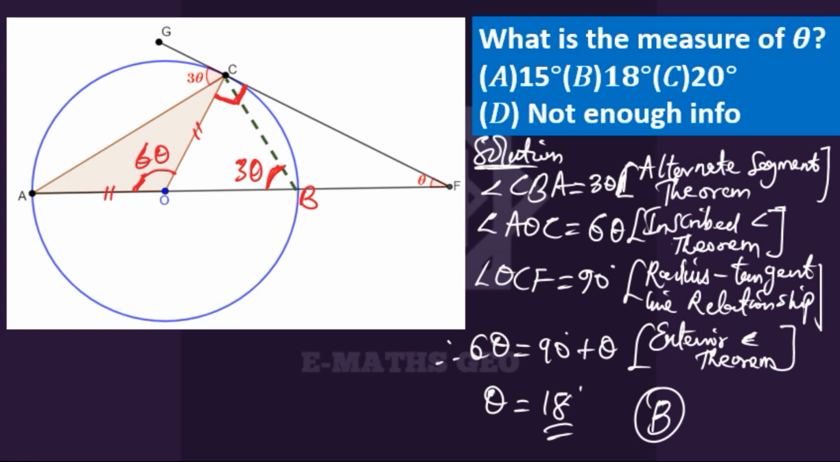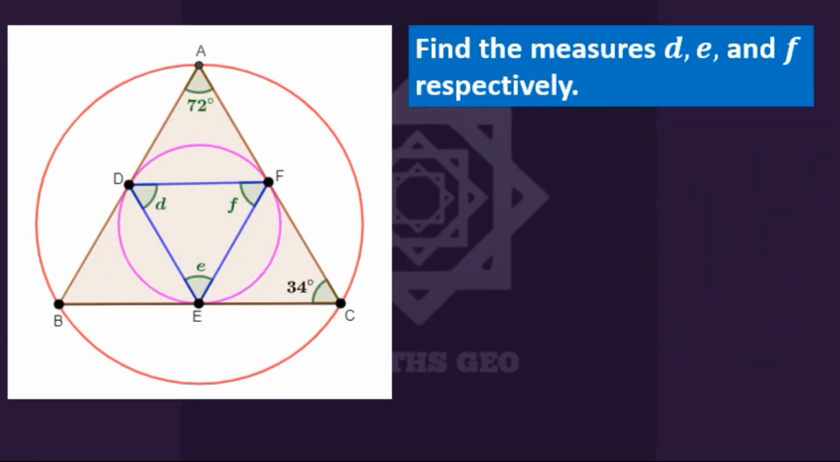Okay, let's move to the next question. We are asked to find the measures of D, E, and F respectively. That is how I will solve this question, and it will be faster. First of all, let's get the complete triangle. This is 72, this is 34, which sums to 106. So the remaining angle will be 74 to make it 180.